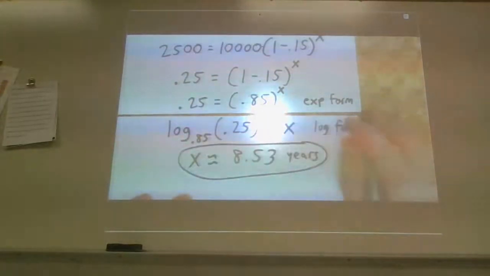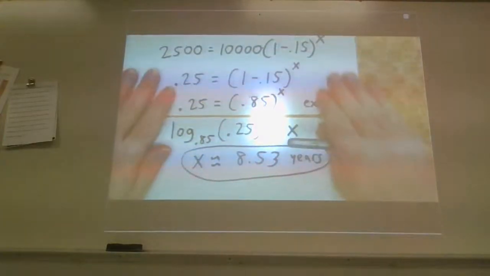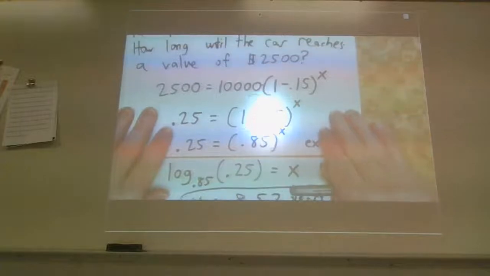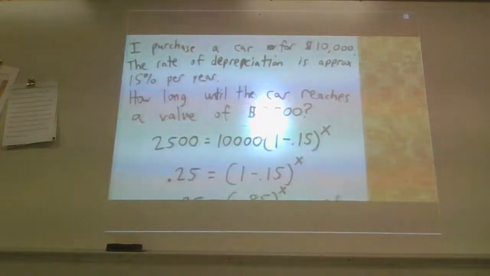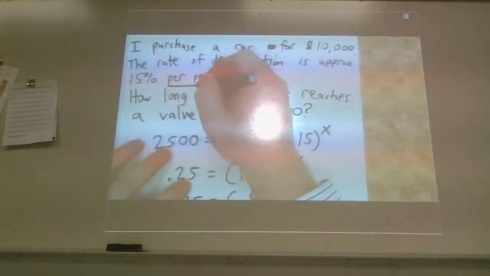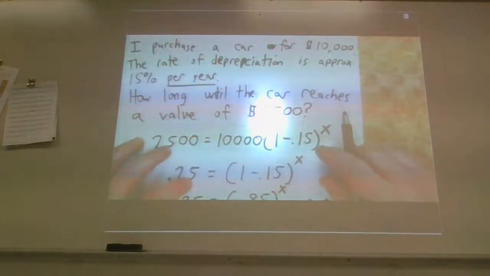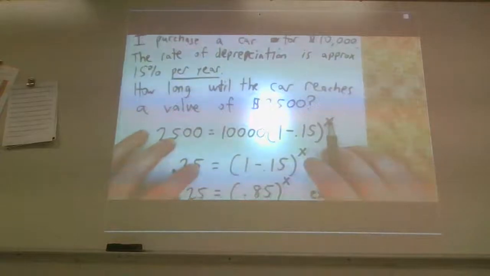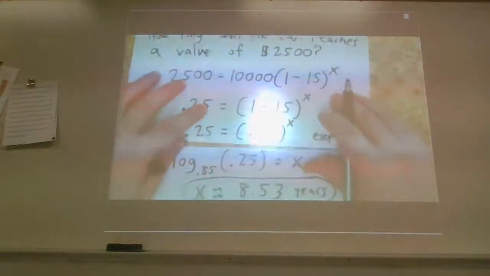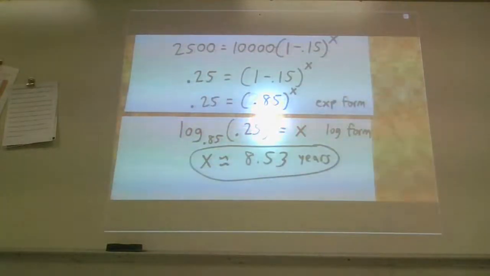My question is, why? How do we know? It comes down to what the problem originally told you. The problem wanted to know how long until the car reaches a value of $2,500. X is measured in the exact same time unit as your rate. So if it's 15% per year, ultimately when we solve for X down here, it is also measured in years. Okay.